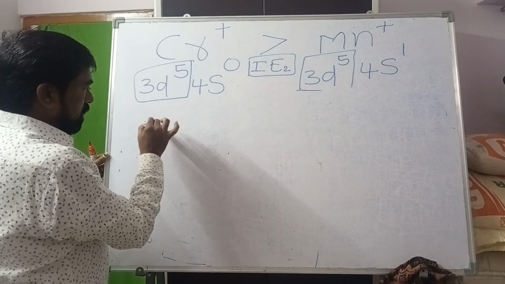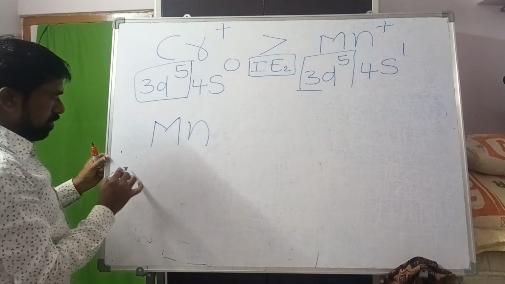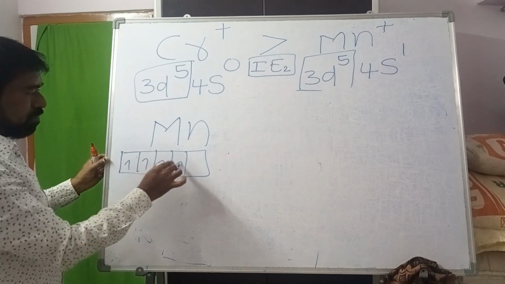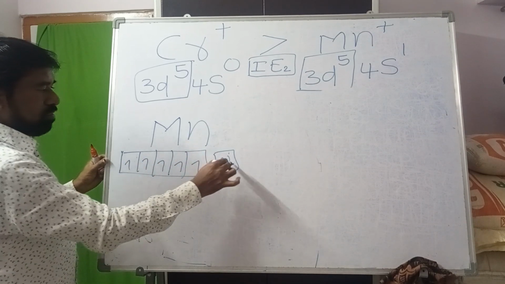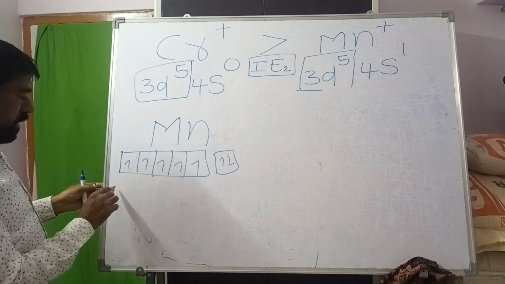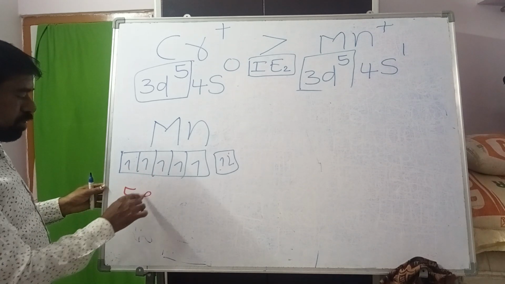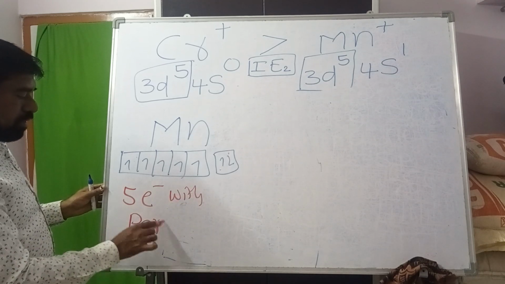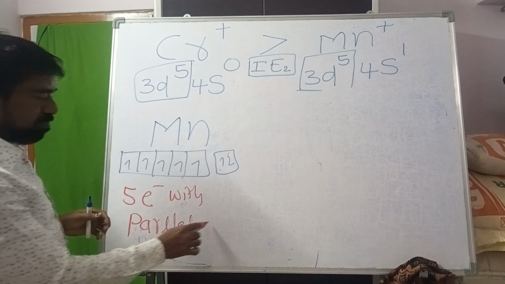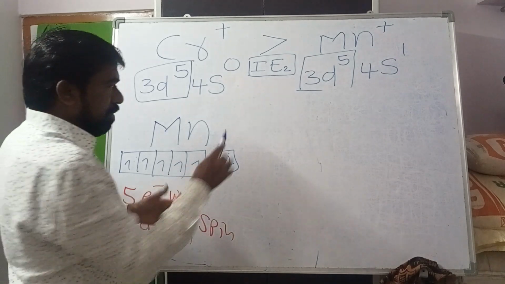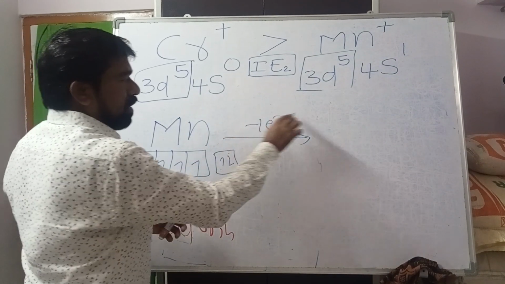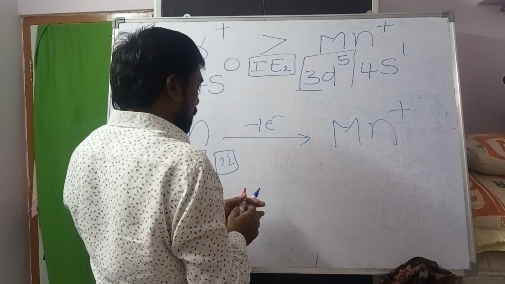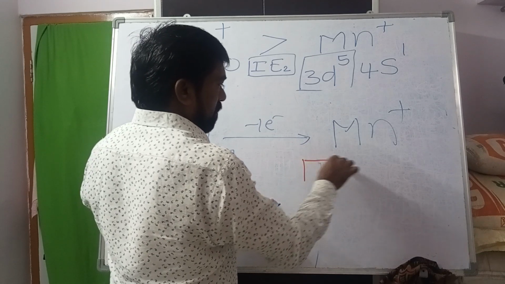See that once again, the manganese example. It is 3d5, 1, 2, 3, 4, 5, and 4s. Here only 5 electrons with parallel spin contribute exchange energy. When one electron is removed, it converts into Mn plus. What is the Mn plus configuration? This is the Mn plus configuration.